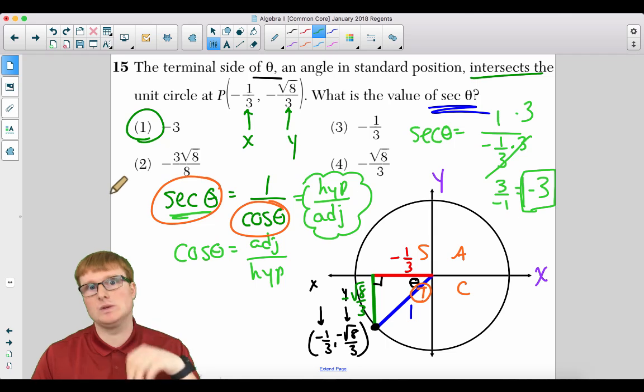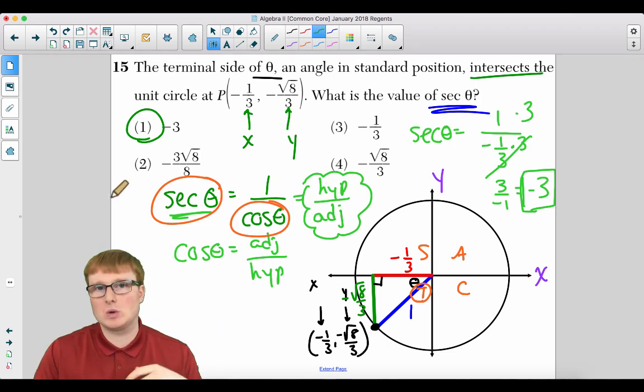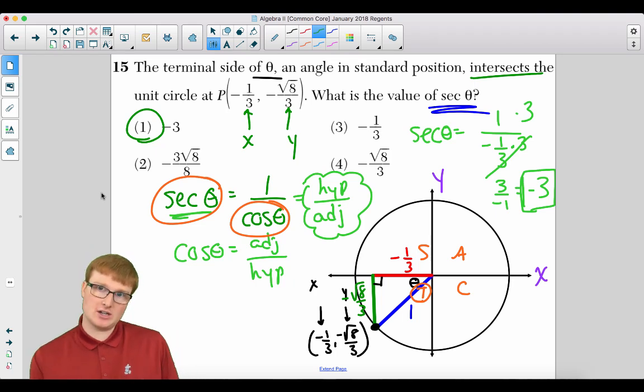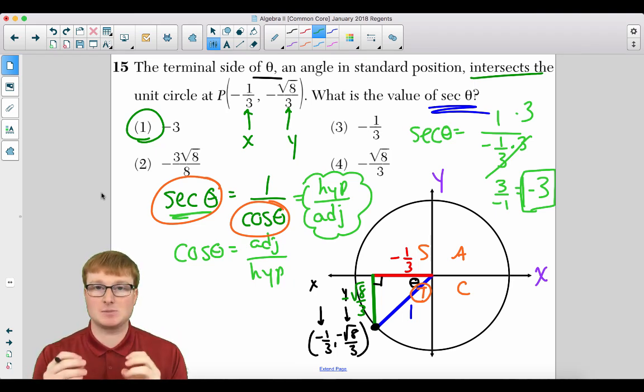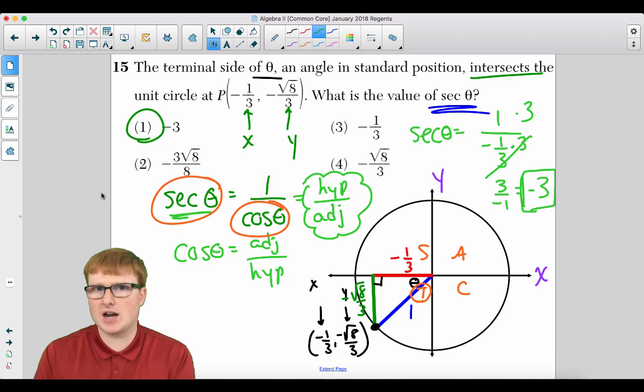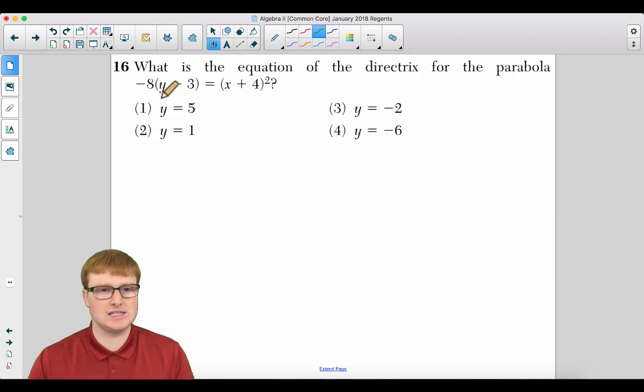Honestly, how hard was that? Some of you might think that is the hardest thing in the world, but I hope that was helpful because those are some of the more challenging questions that just require your expertise at the unit circle. Just drawing your diagram is probably the hardest part of that question. Moving on to number 16.